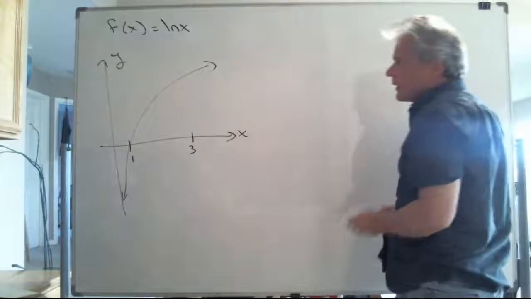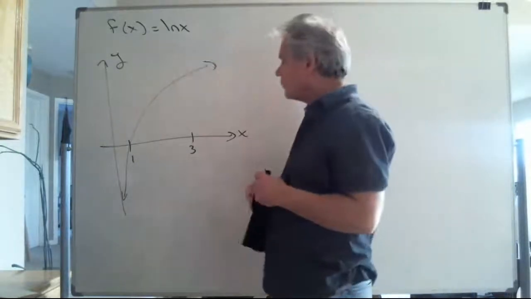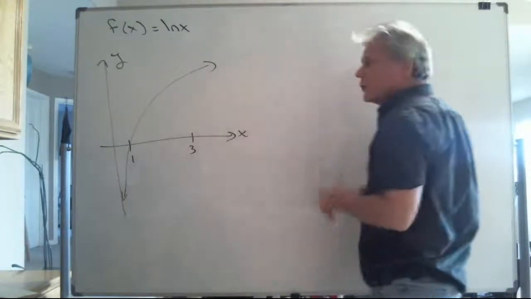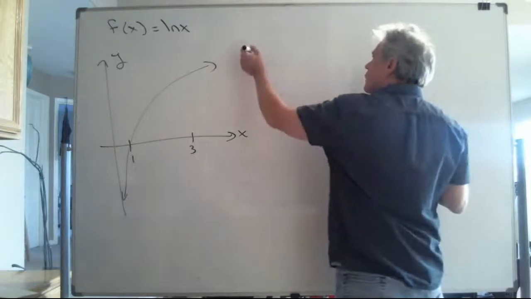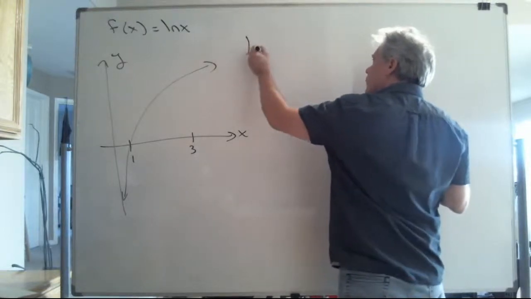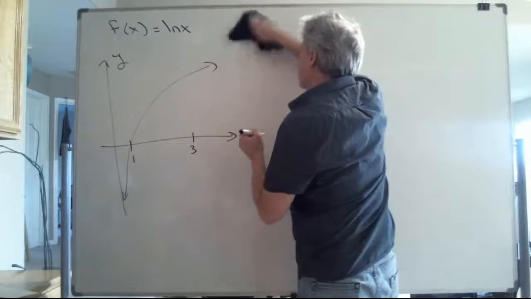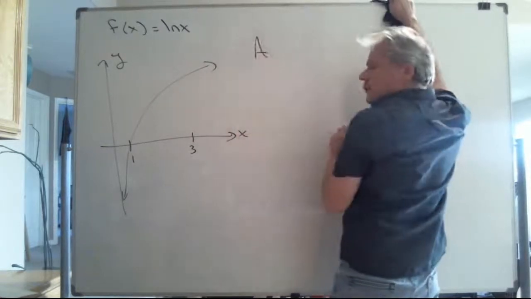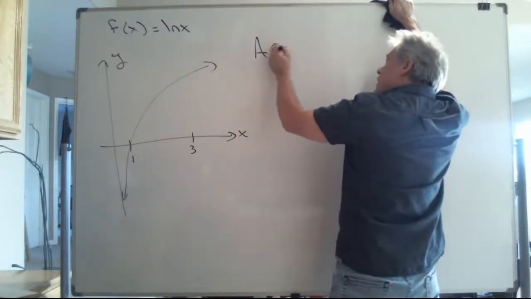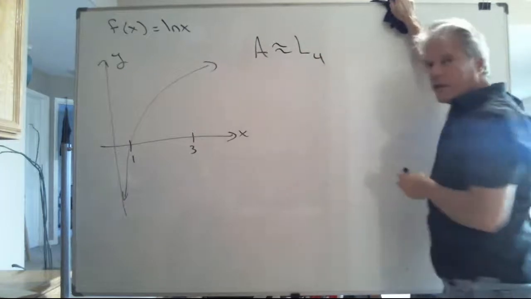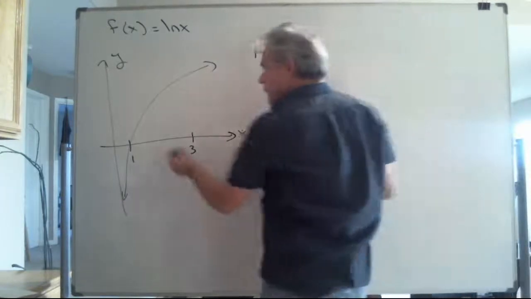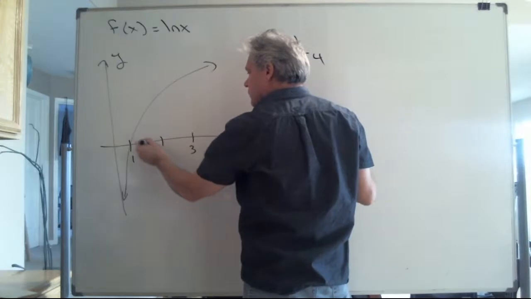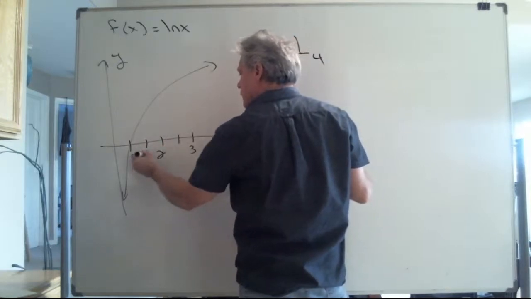So let's see if you and I can approximate the area underneath this curve from the interval from 1 to 3 using, I don't know, how about just 4 subintervals, and we'll use the left endpoint rule. So I do think the area underneath the curve as x ranges from 1 to 3 is approximated by the left endpoint rule of 4 subdivisions. So here's dividing the interval into 2 parts and then 4 parts.